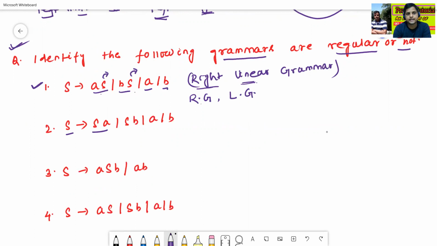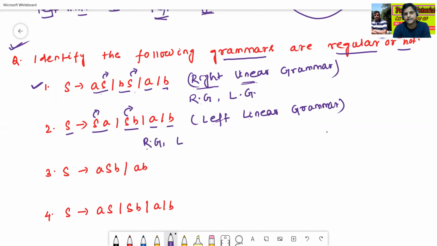S → Sa | Sb | a | b. See here, the leftmost part is a non-terminal, so it is called a left linear grammar. Since it is a left linear grammar, we can call it a regular grammar. Also we can call it a linear grammar, because every regular grammar is a linear grammar.